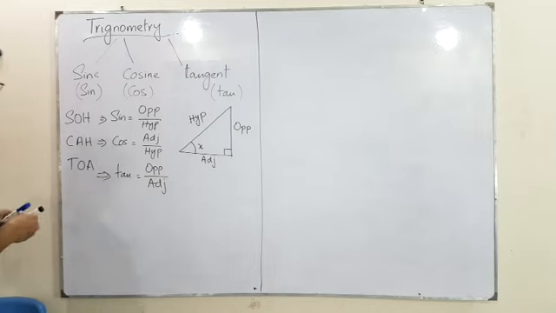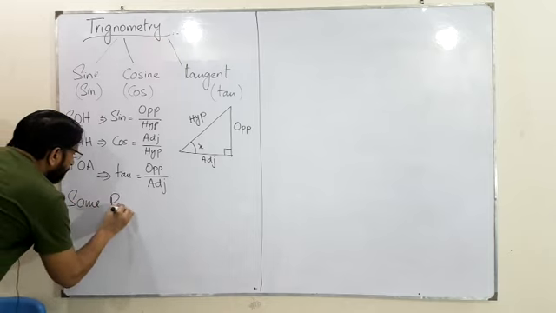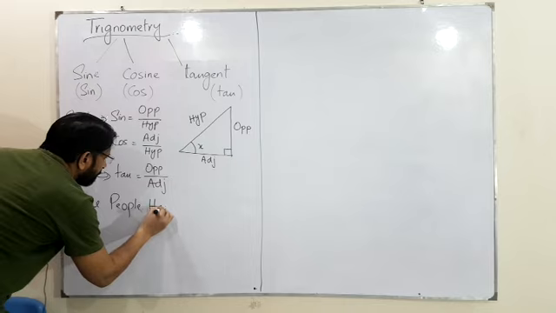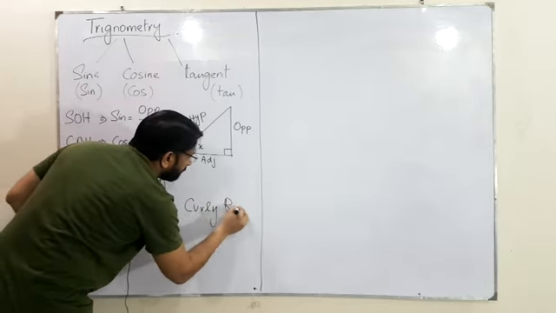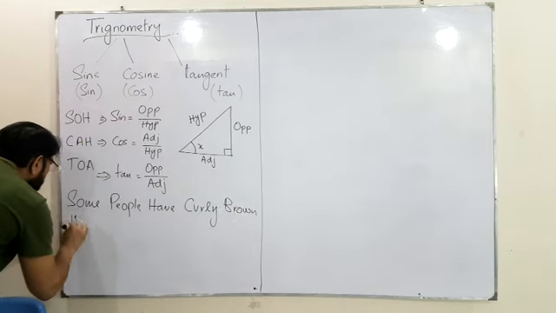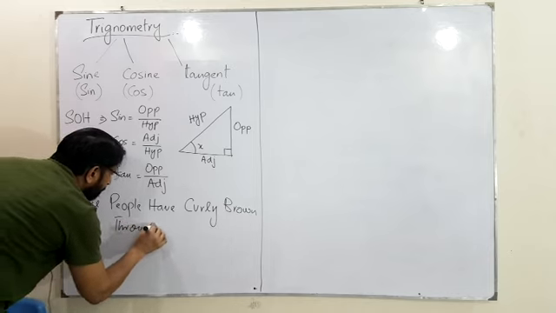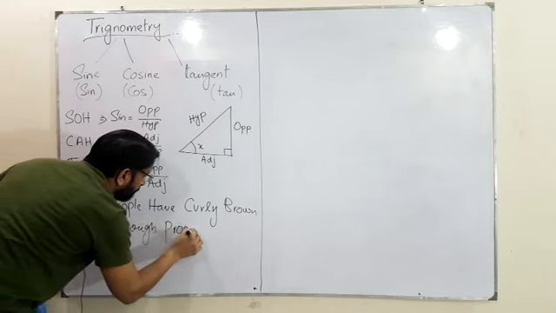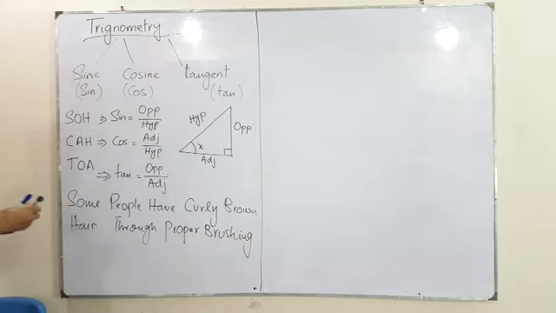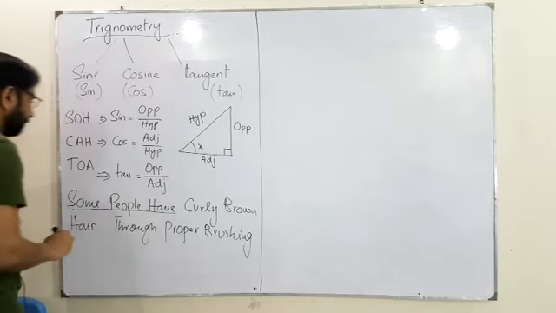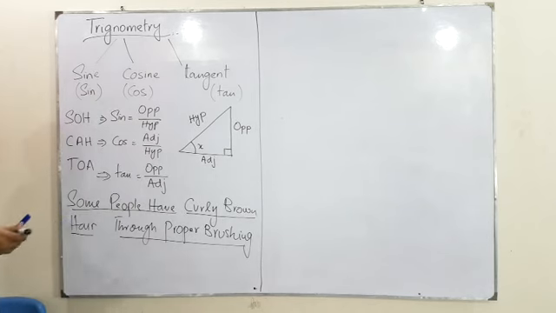This can be memorized by another phrase, that is, Some People Have Curly Brown Hair Through Proper Brushing. The first part is Some People Have, second is Curly Brown Hair, and the third is Through Proper Brushing.